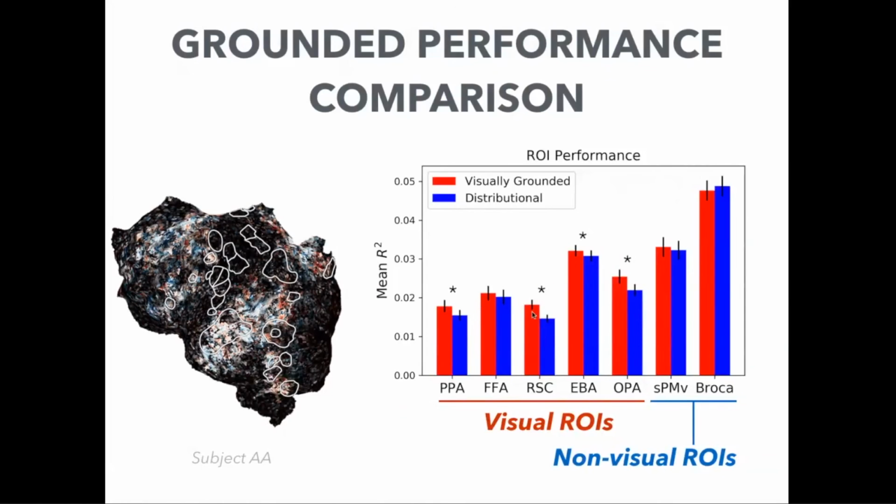So this is selecting all voxels within a certain distance of visual ROIs. Whereas if we look at non-visual ROIs, these are both speech-defined ROIs in prefrontal cortex, we don't see the same effect at all.